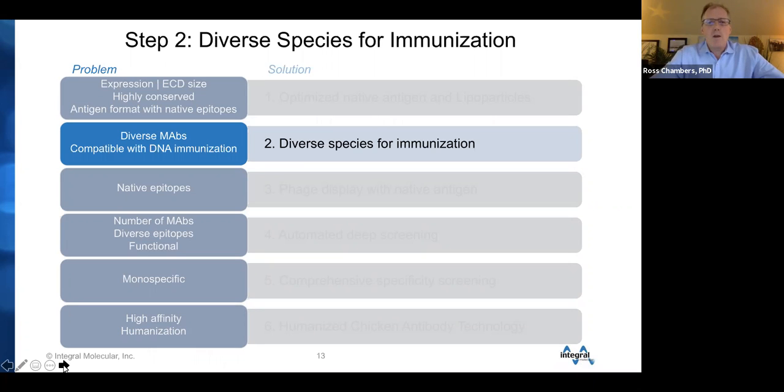Okay, so now you have a quality antigen of some kind in hand, and you then want to move on and discover antibodies with it. So the key problem here is ensuring that you can generate a diverse range of antibodies to the target. And we'll talk about our solutions here.